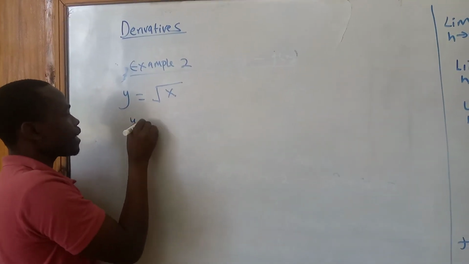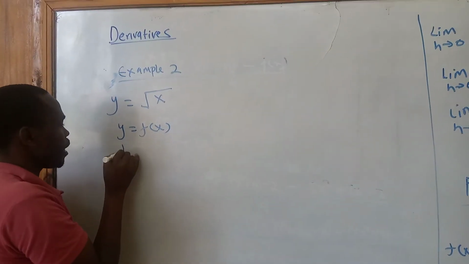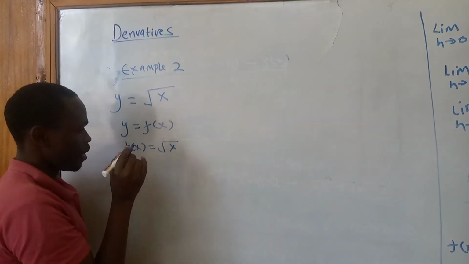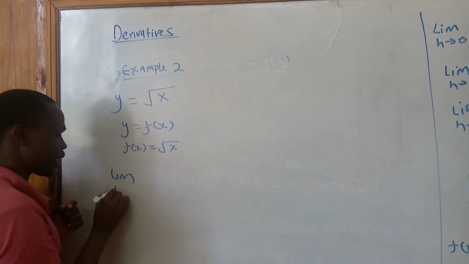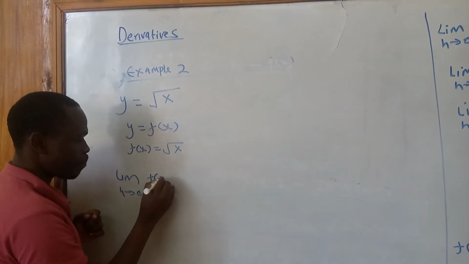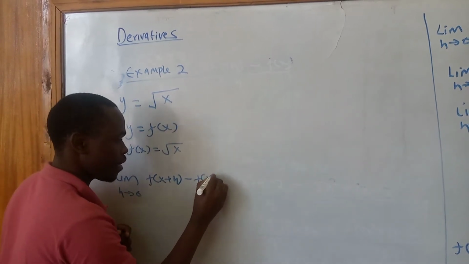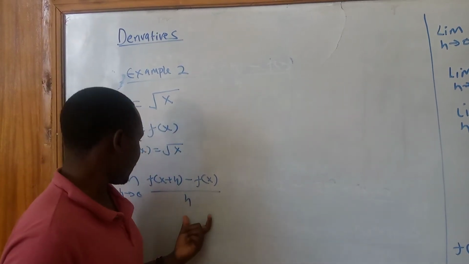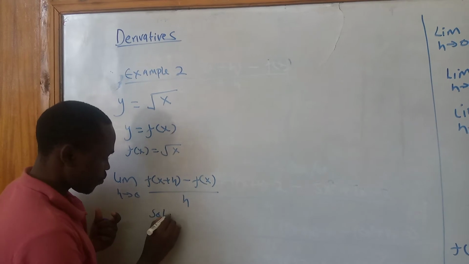Remember, y is the same as f of x, meaning in my equation, f of x is the same as the root of x. Therefore, the formula was the limit as h approaches 0 of f of x plus h minus f of x, then I divide by h. Therefore, I'm going to do the same solution.